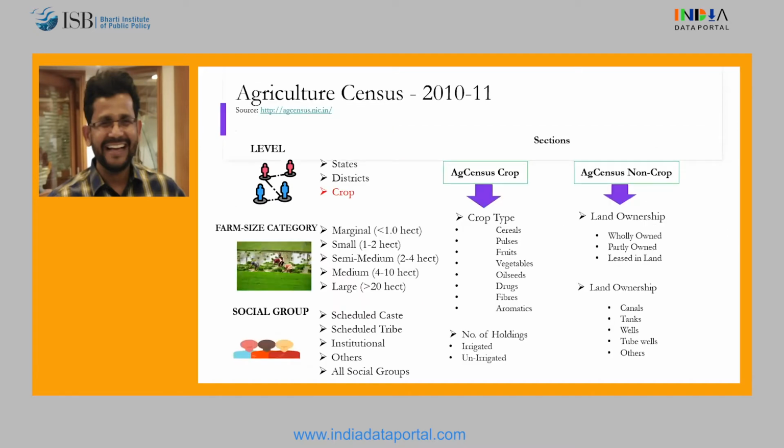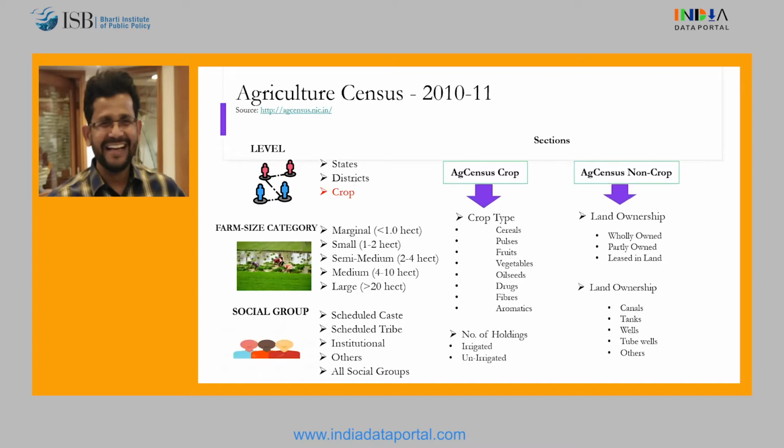After the census, you can find the agriculture census, which provides detailed information about farmers and their land holdings, the type of farmers with respect to land holdings. The agriculture census divides farmers by land holding size into marginal, small, semi-medium, medium, and large. This detailed information is available at the state and district level, along with the social status of these farmers, also at the district level.